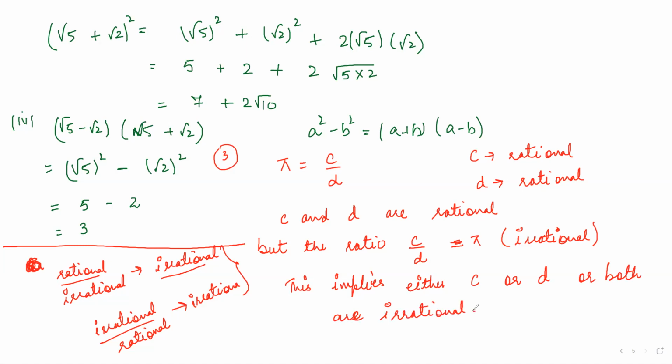So that is why we are getting pi as an irrational number. So I hope the contradiction you have understood. Clear? Yes, ma'am.